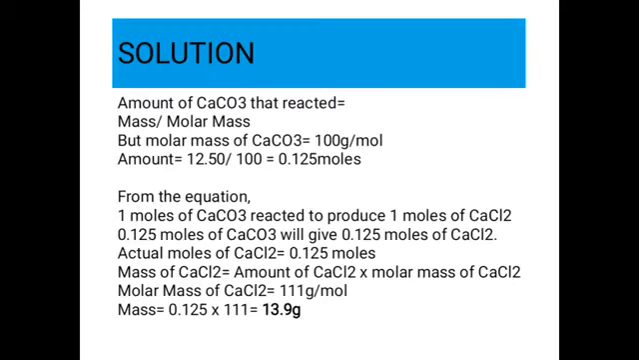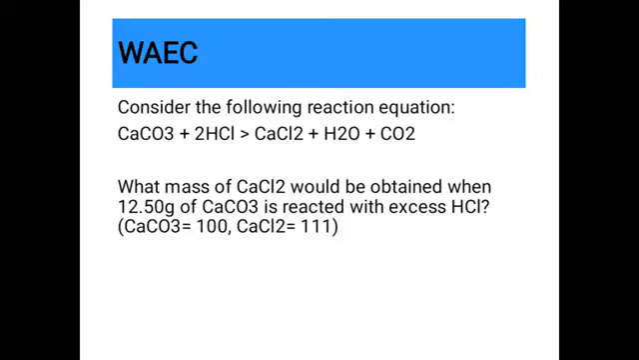Okay, to do that, the first thing to do when you are solving questions like this is to convert the mass to mole, then relate them, then find the unknown. Very simple. The first question, WAEC has helped you to write out the equation. For other exams, you have to write out the equation and balance it. That's step 1.